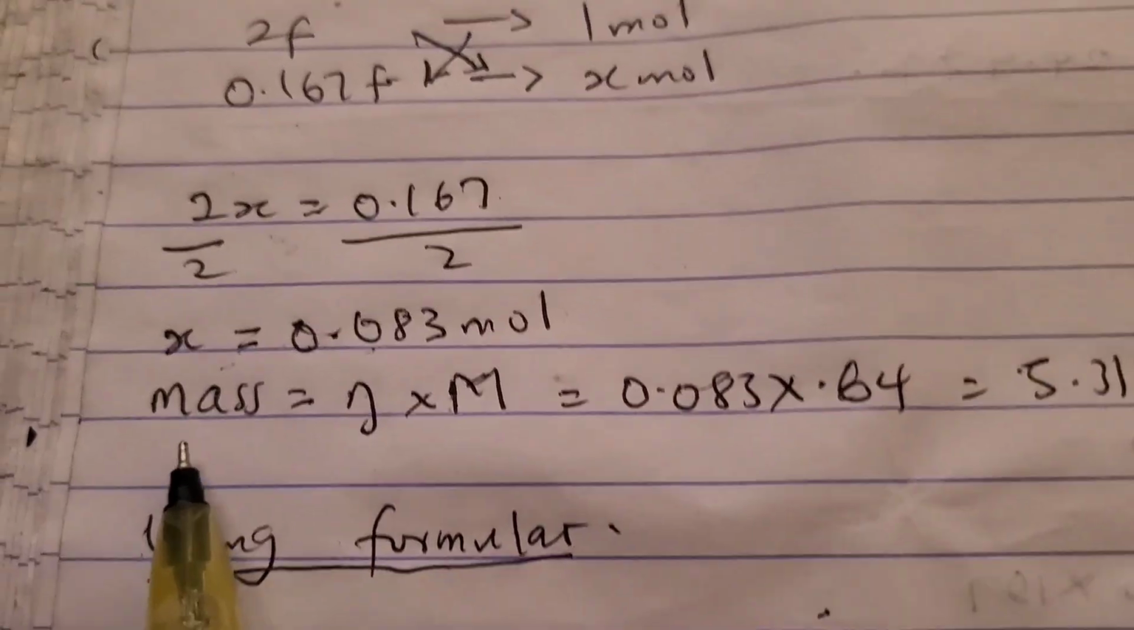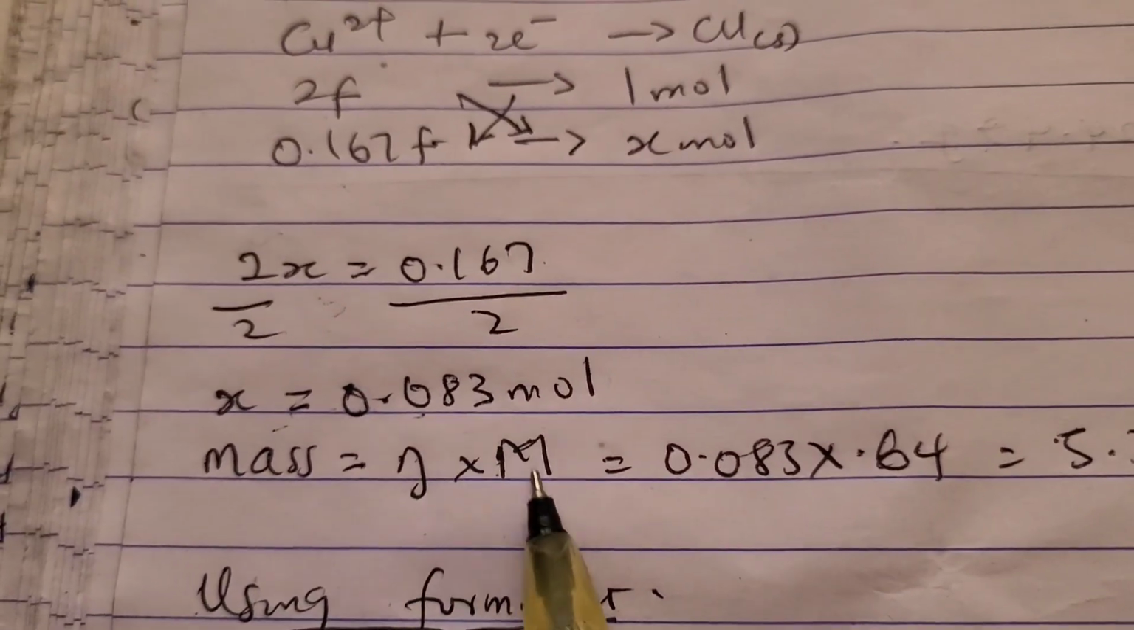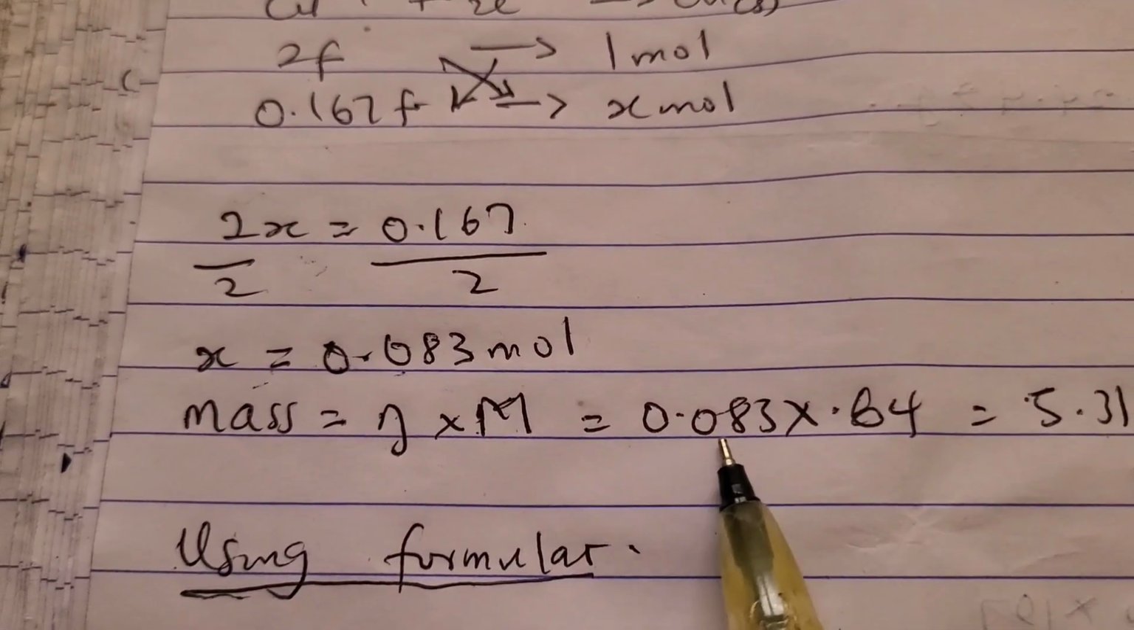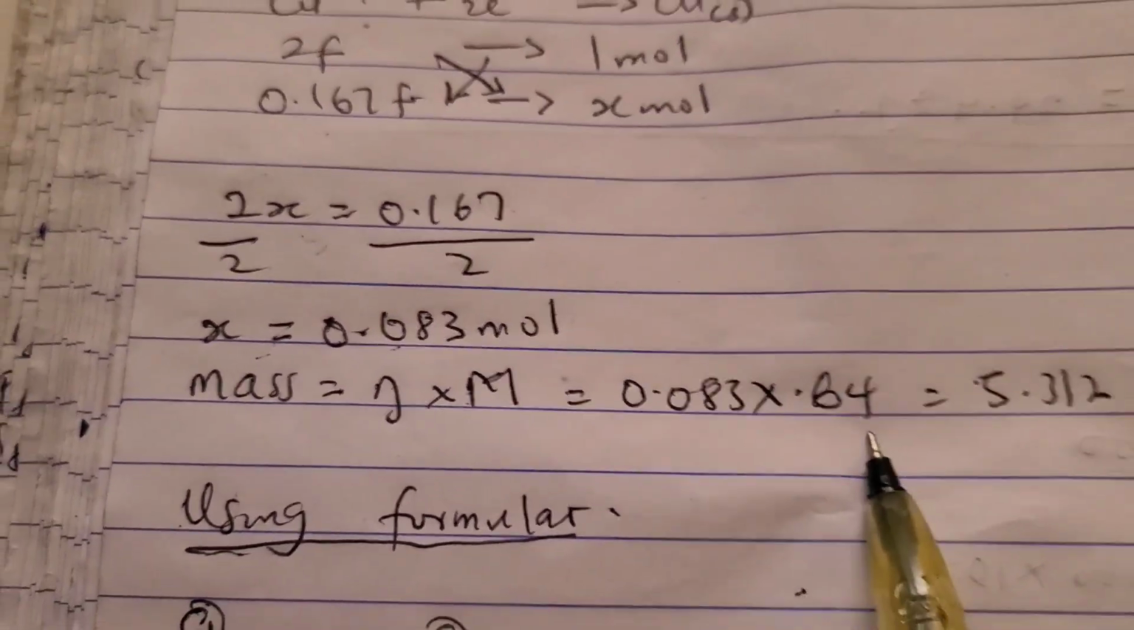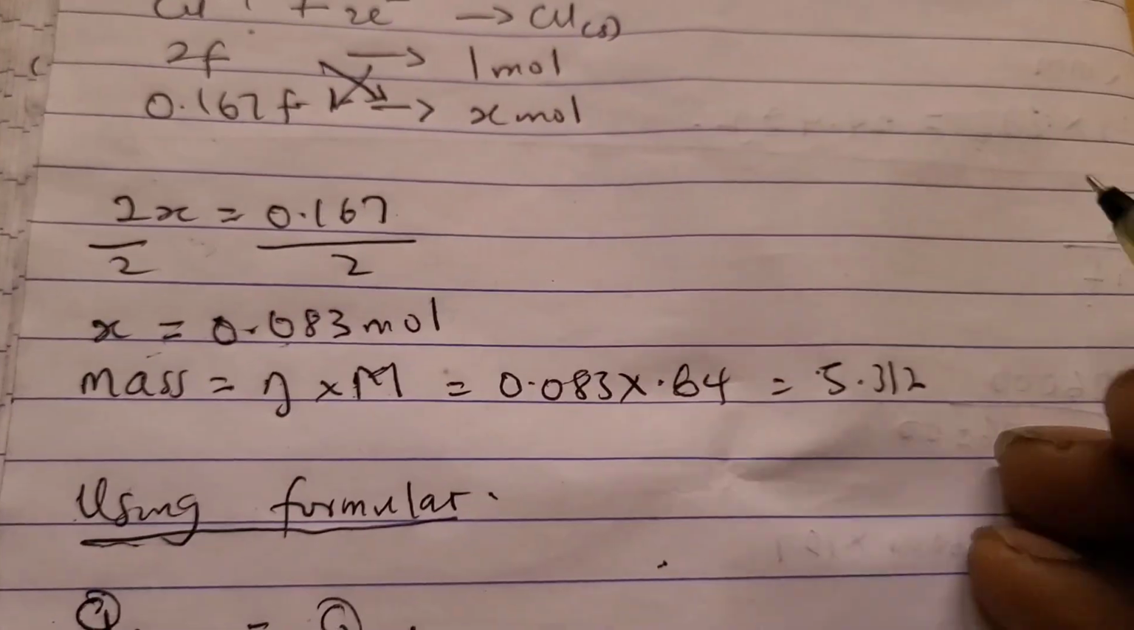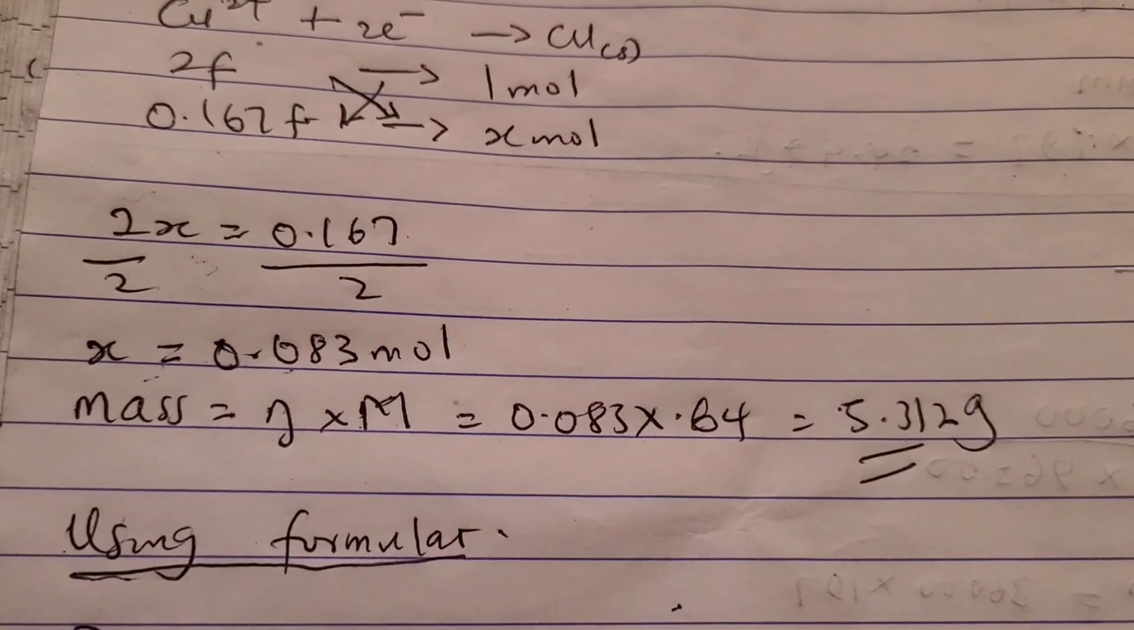Now you know the formula for calculating mass, that's mole times molar mass. So 0.083 mole of copper times 64 will give you this. So this is what you actually get.